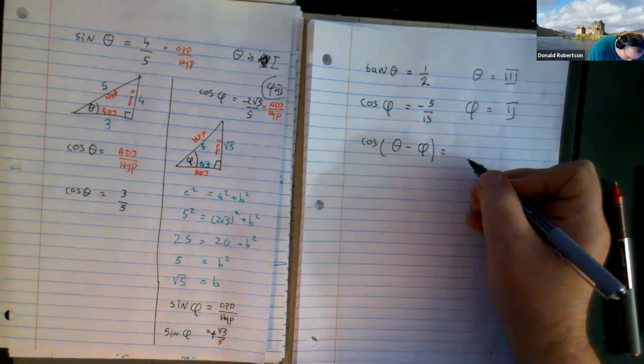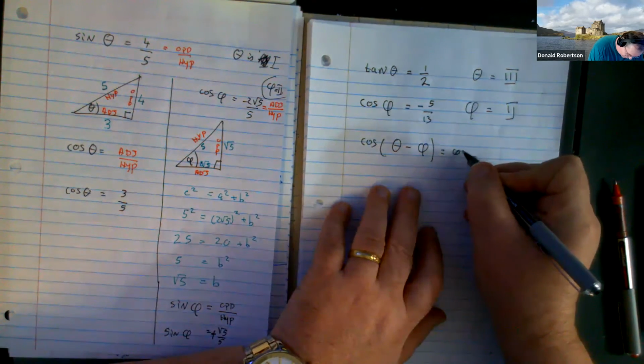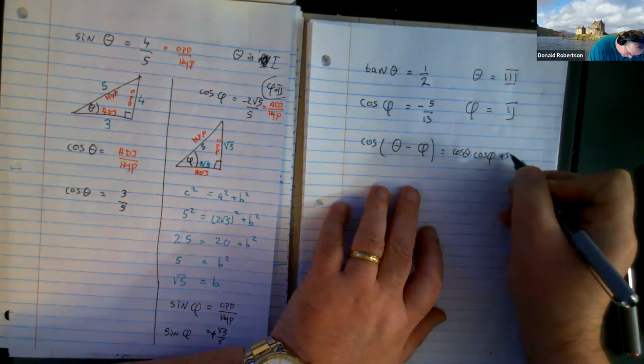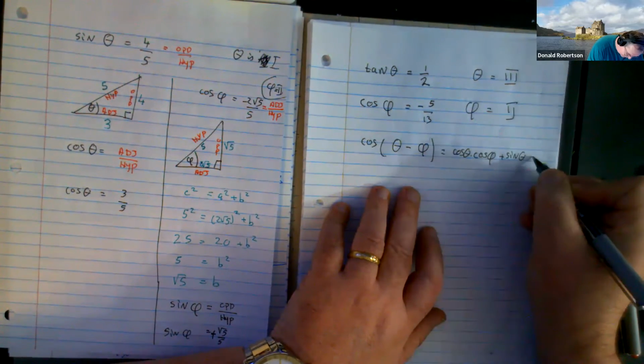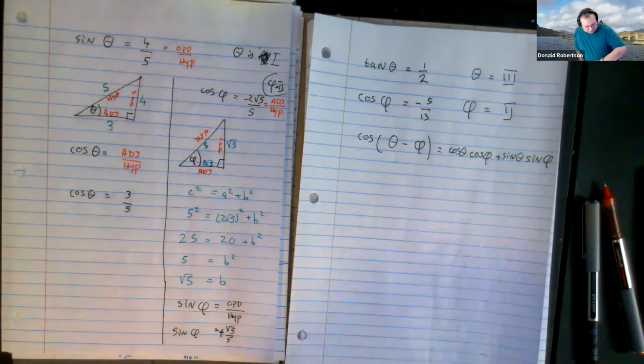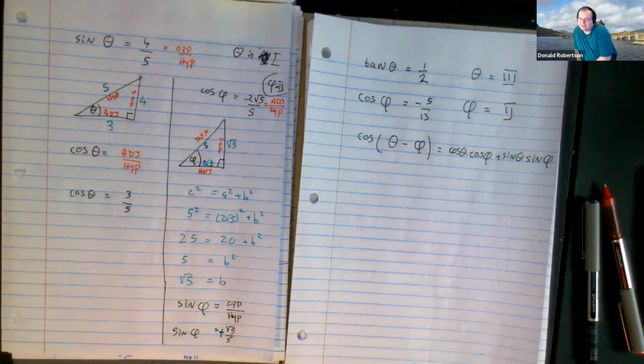So cosine theta cosine phi plus sine theta sine phi. Right, that's a good question. So I'm going to give you 5 minutes to do it. See if you can finish it in 5 minutes.